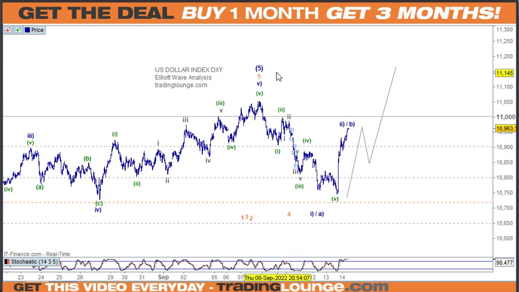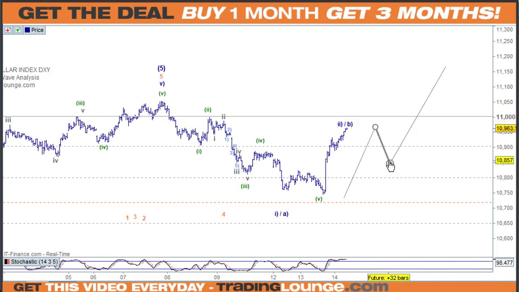Yeah, because calling a top after such a move, it's dangerous. It's dangerous business, you know. And I don't have a nice ABC up here so far for this. I mean, I could probably look at it like that, but if I was going to short this, I would want this move down here to be in 5 waves, and I would also want it to meet this. I want 5 waves to the 61.8%, if I was going to short this here.